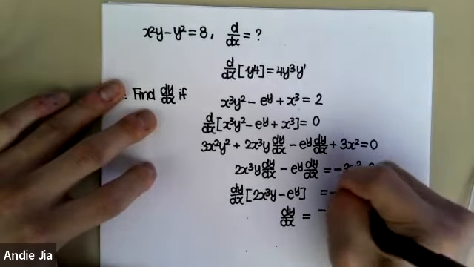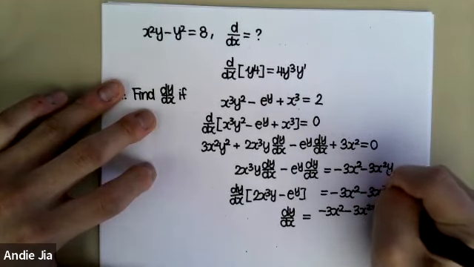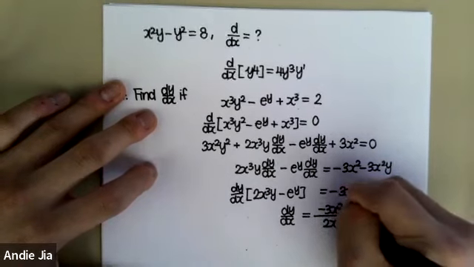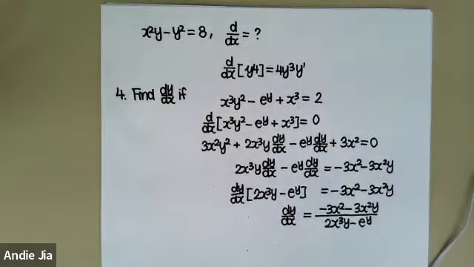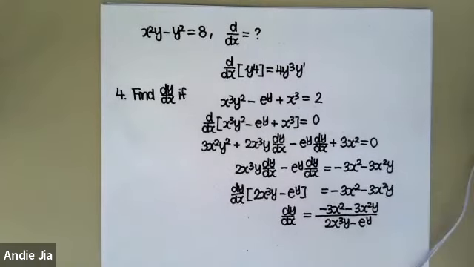So it's going to be negative 3x squared minus 3x squared y over 2x cubed y minus e to the y. And this is what you want, what dy/dx is. Does this make sense to you guys? Or do you need me to explain more? Feel free to unmute yourself if you have any questions.